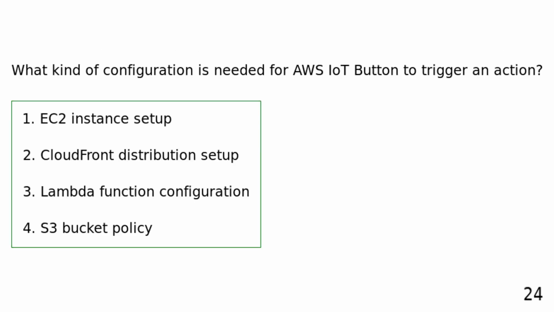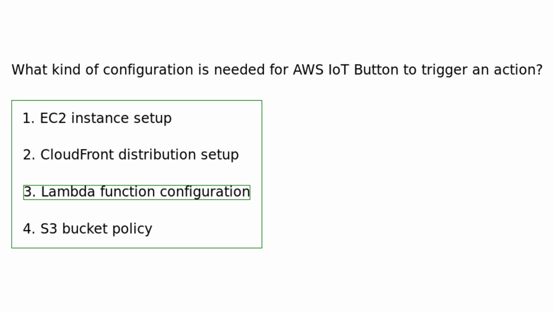What kind of configuration is needed for AWS IoT button to trigger an action? EC2 instance setup. CloudFront distribution setup. Lambda function configuration. S3 bucket policy. To trigger an action with the AWS IoT button, a Lambda function needs to be configured.